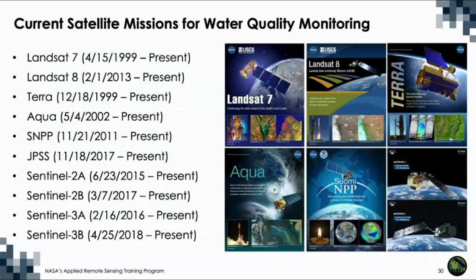These satellites have different temporal coverage as shown here. Landsat 7 and 8 cover a period from April 1999 to present. Terra and Aqua also provide observations since December 1999. SNPP and JPSS were launched in November 2011 and 2017 respectively. And the Sentinels are more recent missions, with Sentinel-2 covering June 2015 to present and Sentinel-3 covering February 2016 to present. These are all the satellites with water quality monitoring capability.